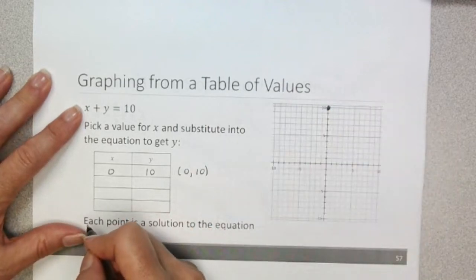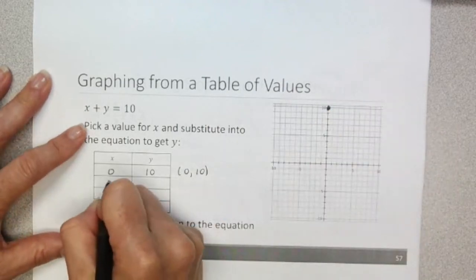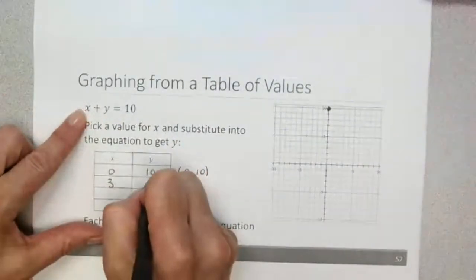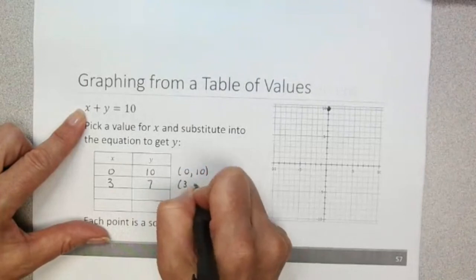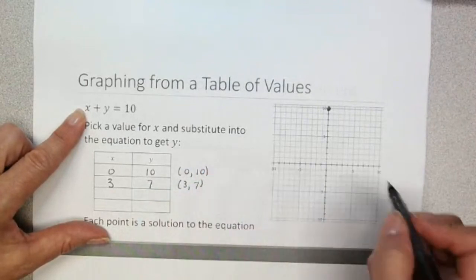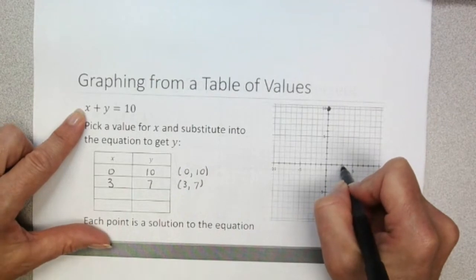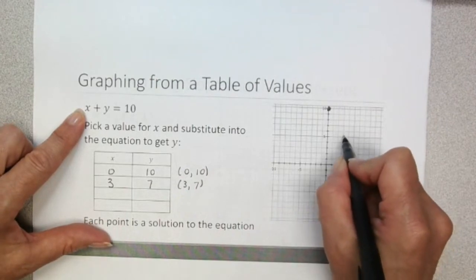Let's see. What happens when x is 3? When x is 3, 3 plus what equals 10? 3 plus 7 equals 10. So there's the coordinates of another point: 3, 7. Right? X is 3. I'll plot that one. 1, 2, 3. Y is 7. 1, 2, 3, 4, 5, 6, 7.